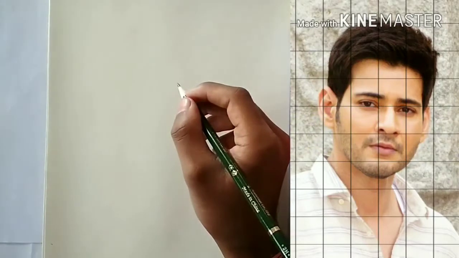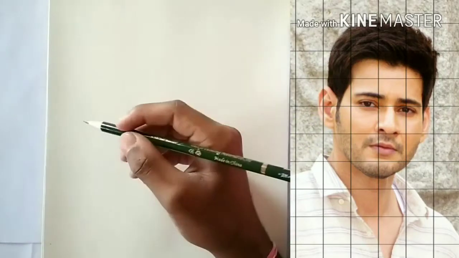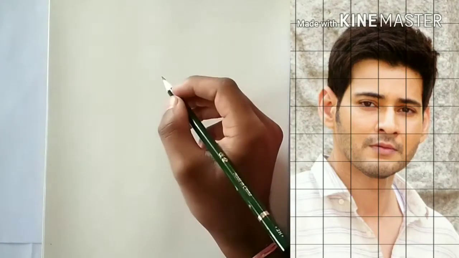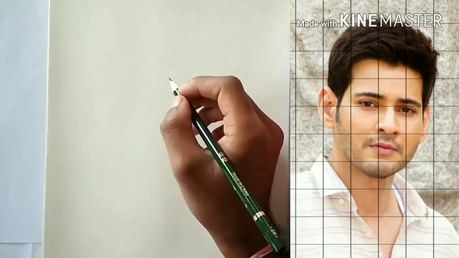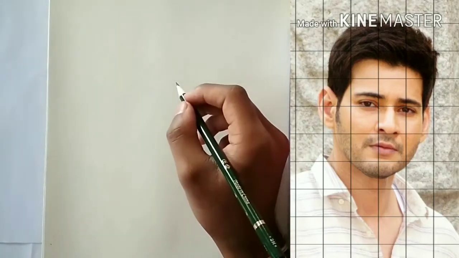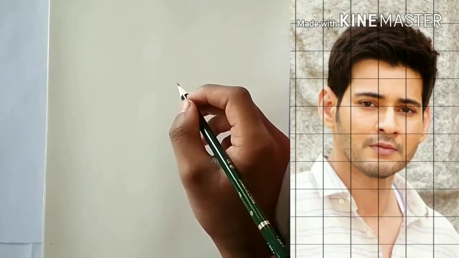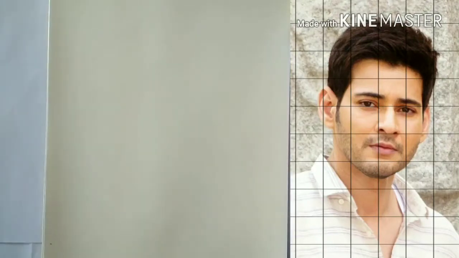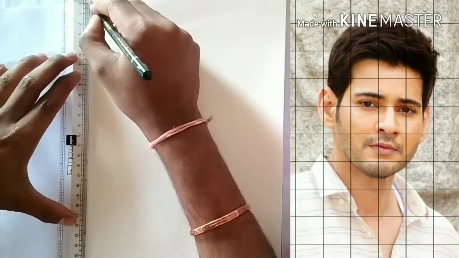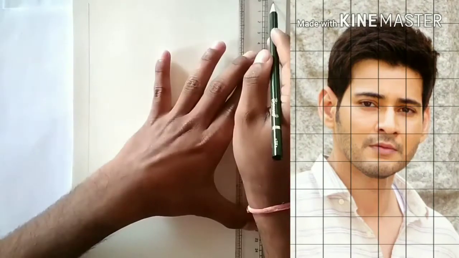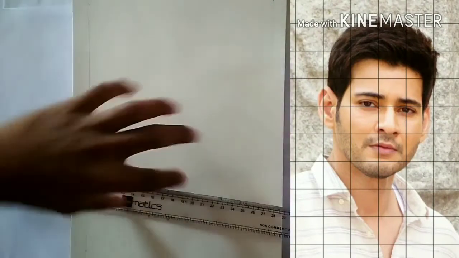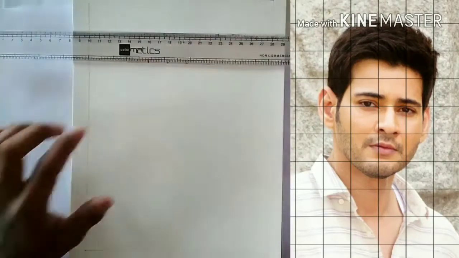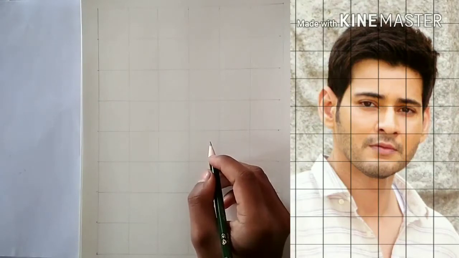So let us start with the first step, that is drawing the grids. Take a very light pencil, that is 2H or 3H, to draw the grids. You can choose any size and any number of rows and columns. I choose 8 rows and 6 columns. To draw grids on image, install the app Artist Grid. So let me speed up. And the first step is completed.